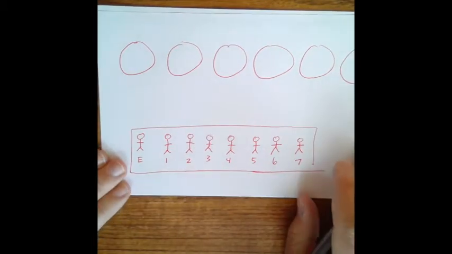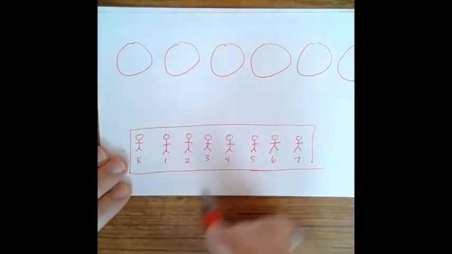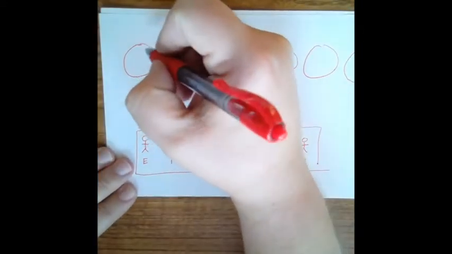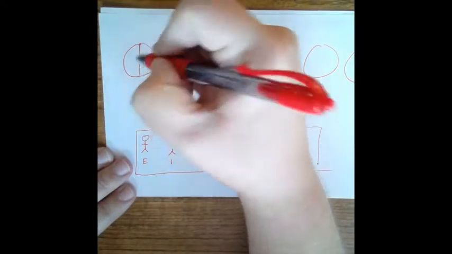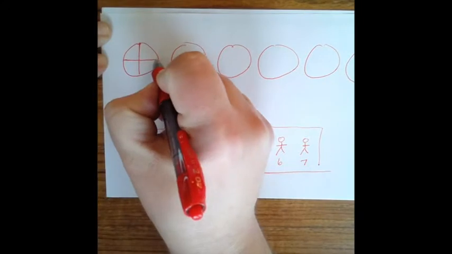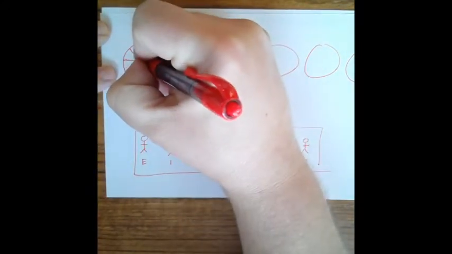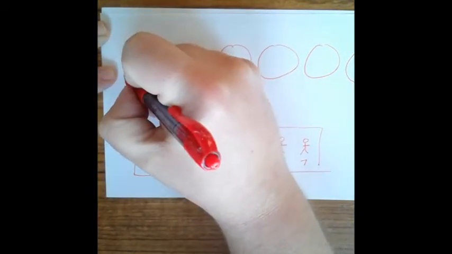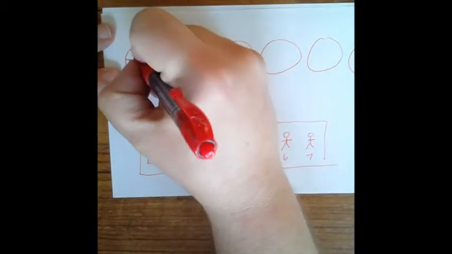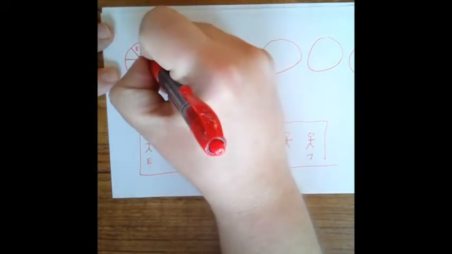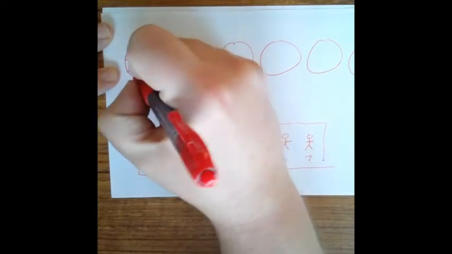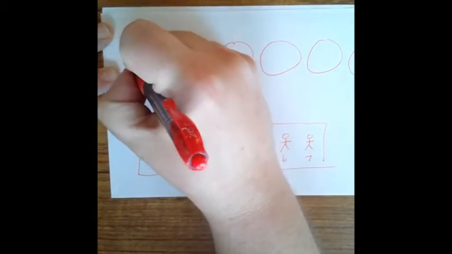So that tells us we need to take each pizza and divide it into eight equal pieces. So I'm going to do that with our first pizza here. Cut it in half. Cut it into fourths. And we're going to cut it into eighths. So Erin's going to get a slice. Friend number one, number two, number three, number four, number five, number six, number seven.